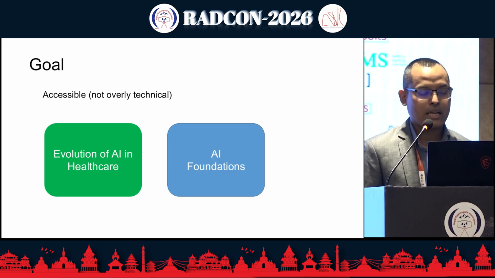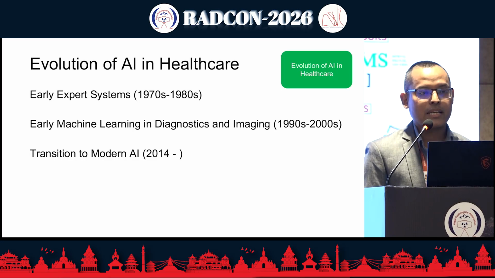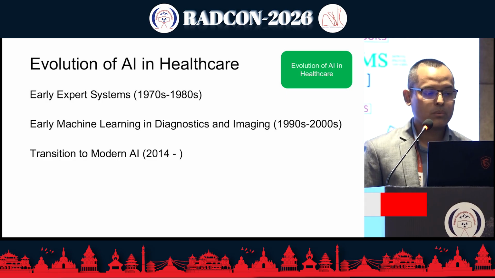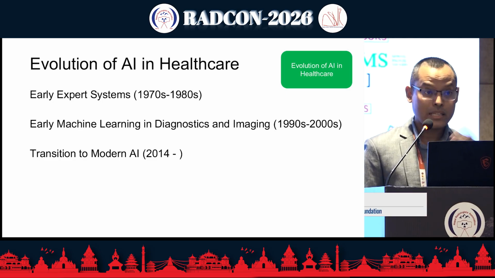So mostly, you can go back to the 1970s, where early expert systems were being explored, and in the 90s and 2000s, a lot of diagnostics and image interpretation algorithms were being explored. And now, 2014 onwards, you see a lot of transition to the modern AI algorithms that you see right now.